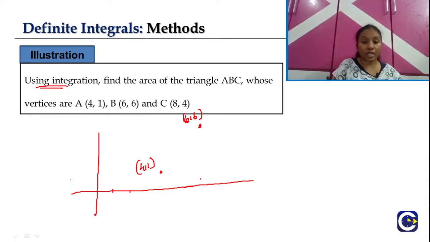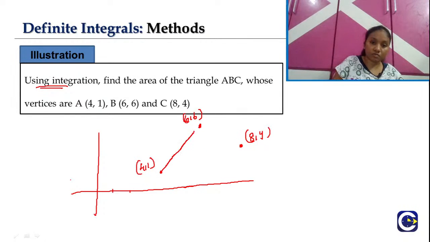And the next one is 8, 4. So 6, 7, 8. So somewhere here, 8, 4. So let's just join this triangle. So this is our required area, guys, of this triangle.